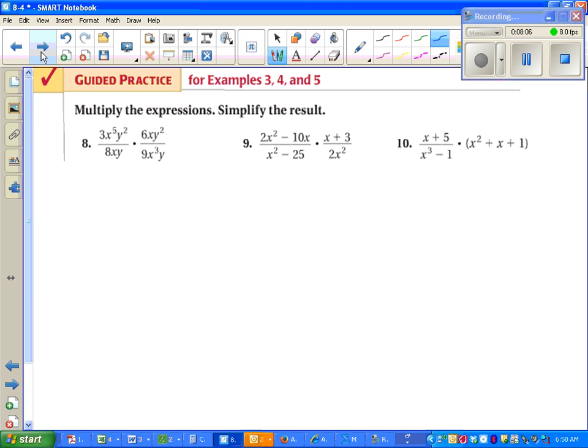Let's go ahead and pause the video and try some of these. You'll have various factoring techniques that you're going to have to use. I see greatest common factor. I see difference of squares. I see difference of cubes. Maybe Clinton magic. Try your different factoring techniques. Simplify all of these.